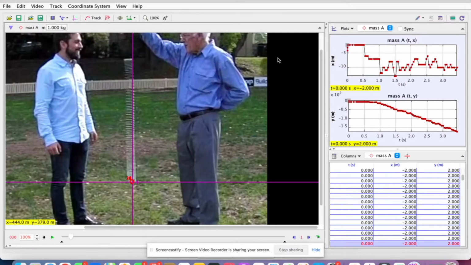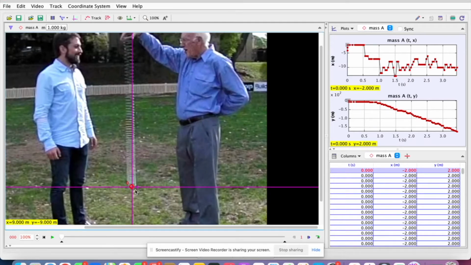Okay, so now we're using tracker. This is how we calculated and analyzed the motion of the slinky. So the origin is basically on the bottom of the slinky, set in 0, 0. And we track the position of the slinky by measuring the center of mass in each frame, as shown here.